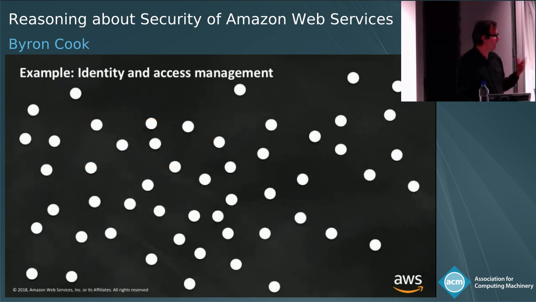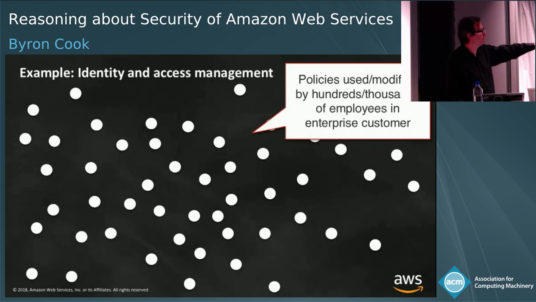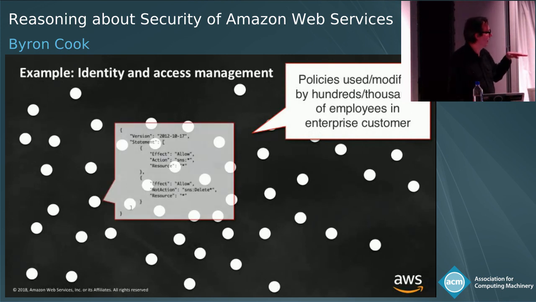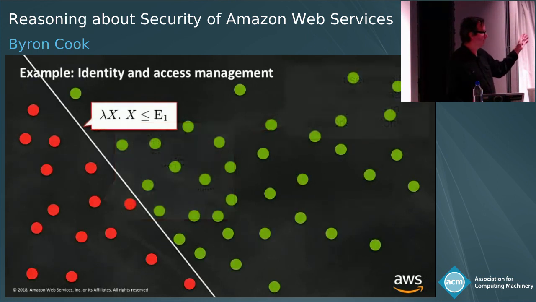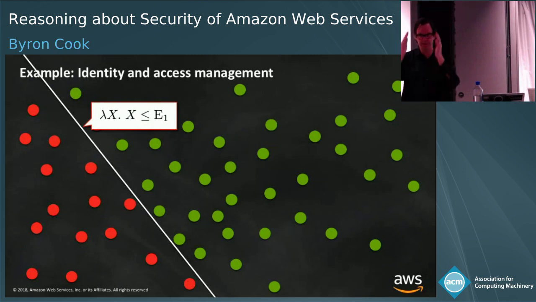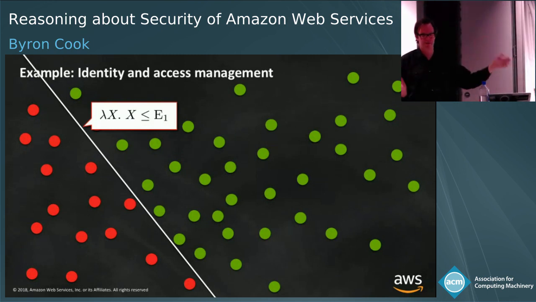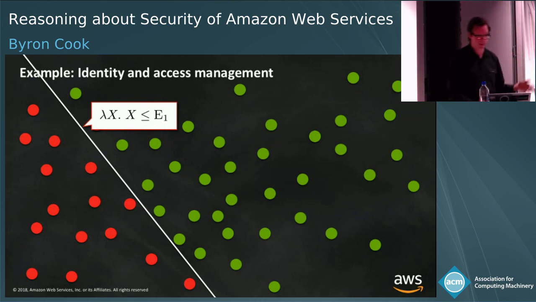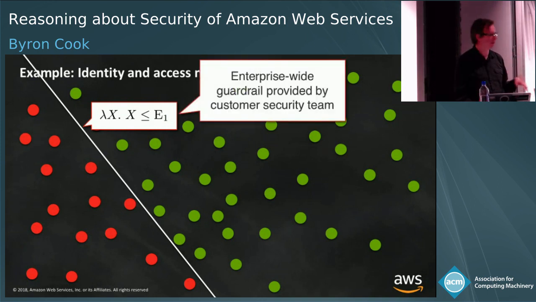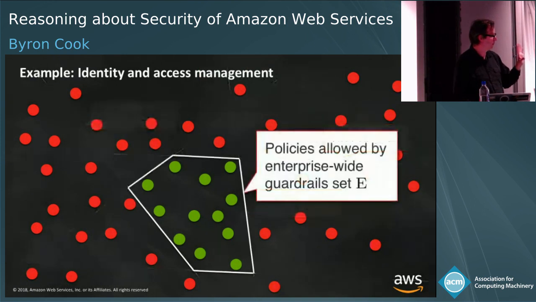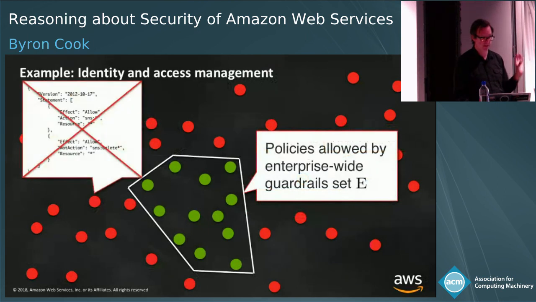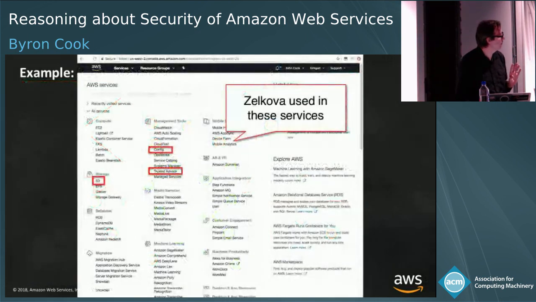And so basically, now with this, you can say, well, here's all of the policies that my hundreds of employees are using in my enterprise. And now I don't want to allow that policy, right? Because that's just allowing access to everything. So let's rule that out by saying, I'm going to write E1 as a guardrail, saying please require that all the policies that my organization uses are at least less than E1. And then you can set a series of guardrails and get the space of policies that you're comfortable with. And then that disallows. And so that's used in a lot of services.